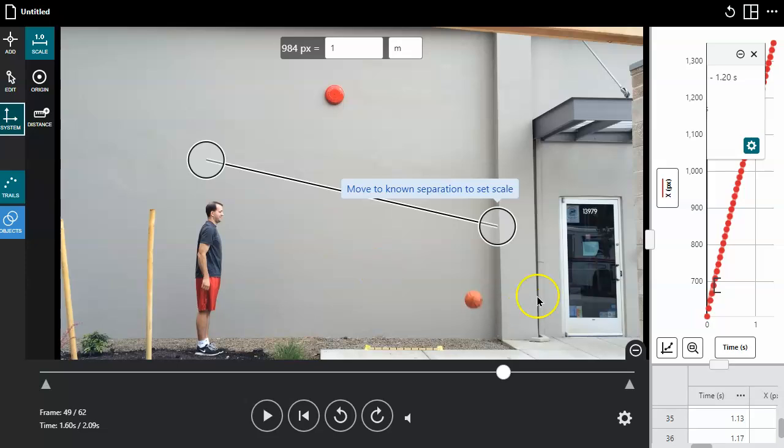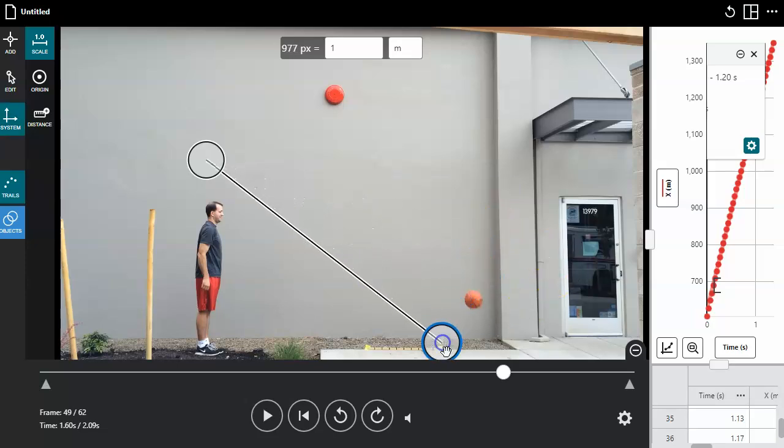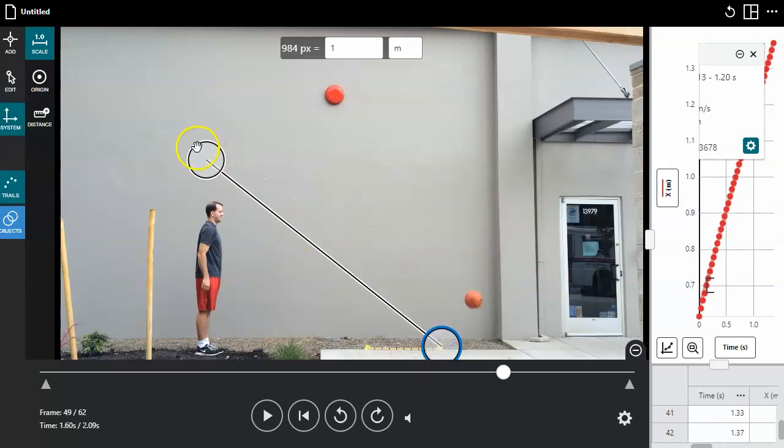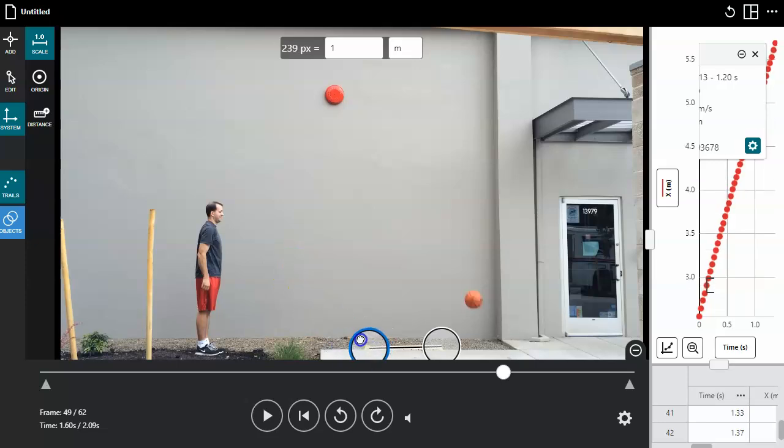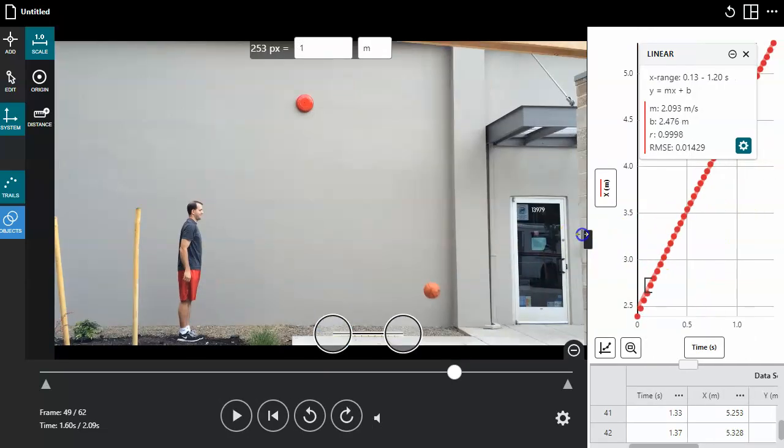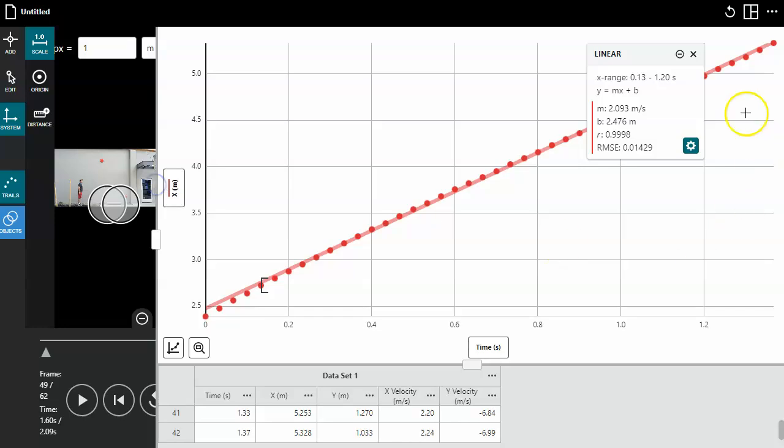So I'm going to click on here, system. I'm going to take this big circle and put it to where the ends of the meter stick are. I'm going to try to get it to where the ends of the meter stick are. And then let's go back here a little bit, and you can see that when I do that, it gives me this slope right here of 2.093 meters per second. So about 2.1 meters per second.